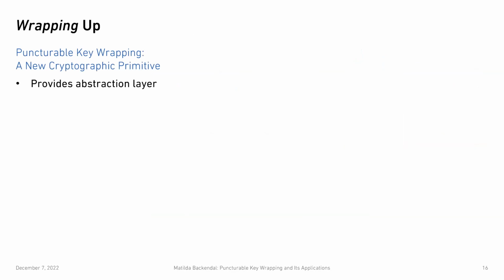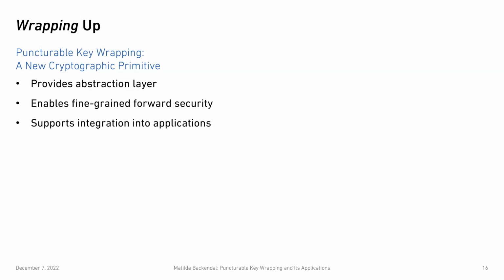So with that, let's wrap up. I presented to you punctuable key wrapping, which is a new cryptographic primitive that provides an abstraction layer between these high-level applications and primitives such as puncturing and encryption. It enables fine-grained forward security and can be integrated into all applications that have a key hierarchy or use key wrapping.